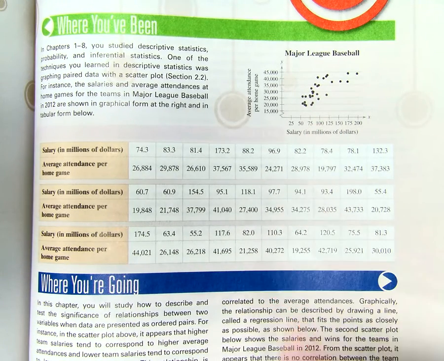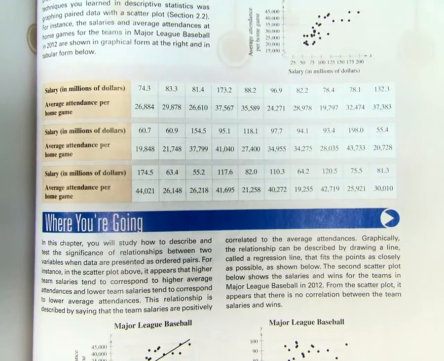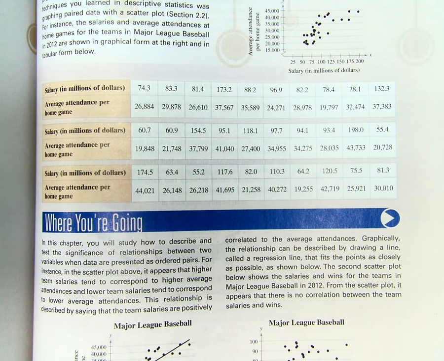Now, where are we going? In this chapter, we're going to study how to describe and test the significance of the relationships between those two variables when data are presented as ordered pairs. For instance, in the scatter plot above, it appears that higher team salaries tend to correspond to higher average attendance, and lower team salaries tend to correspond to lower average attendance. This relationship is described by saying that the team salaries are positively correlated to the average attendance.